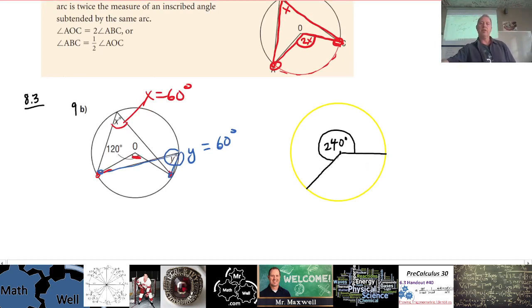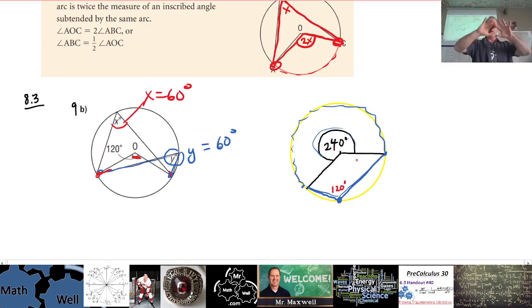Now if this is 240 right here, and I have an angle like this, this is the arc that we're concerned with. That's the arc. This is a central angle. This is an inscribed angle that subtends the same arc. So this might look a little funny, but if this is 240, this has got to be half that, 120. That's a bit weird. The arc is more than half the circle, but that still works.